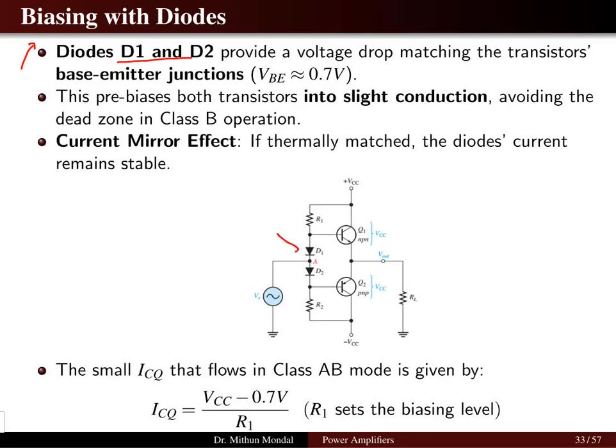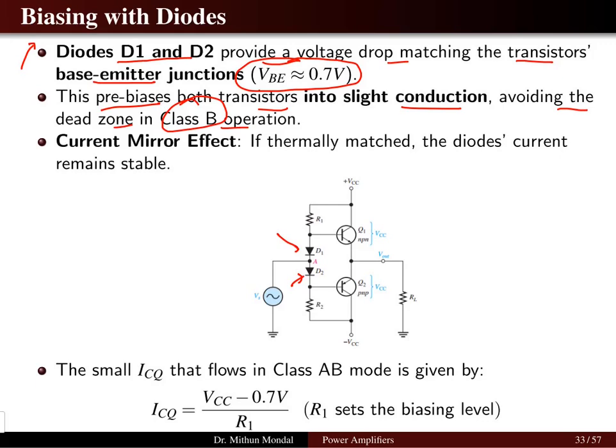So here we have two diodes D1 and D2. This will provide a voltage drop matching the transistor base-emitter junction. This is the threshold voltage of 0.7 volt, which will be given with the help of the diodes D1 and D2. This pre-biases both transistors into slight conduction, avoiding the dead zone in class B operation. So in class B operation, when there is a dead zone and crossover distortion takes place, we can have certain pre-biasing with the help of the two diodes.